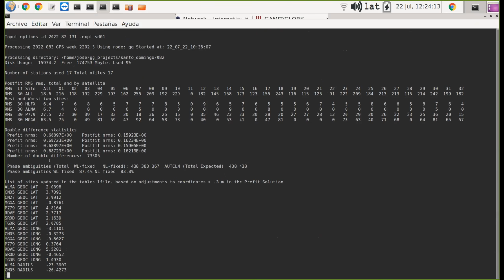So I don't know if there is some example, MGGA was the worst. I didn't expect that, and I don't know exactly why that happened. Is MGGA the site where you have the uncalibrated antenna? Yes. Okay, that makes sense, that might be why.